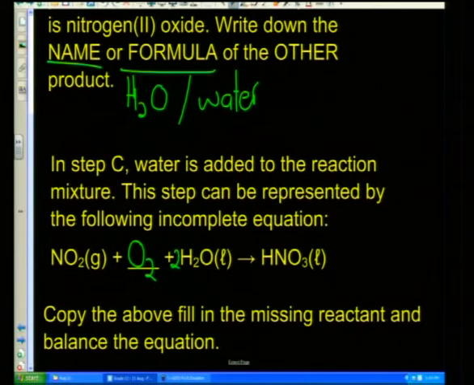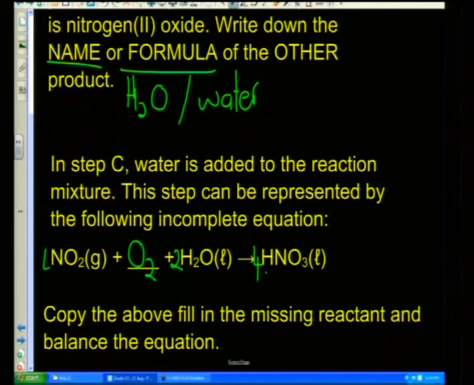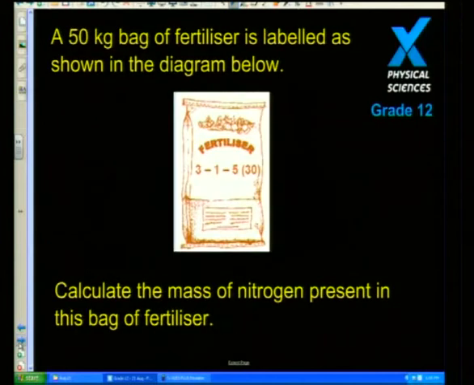Let's put a two in front of that and a two in front of there. And actually, it turns out that I then need to put... we can actually take some of this out. This is one of those things that we need to practice after a while. Please make sure you know how to balance equations. And we actually need to put a four there as well. Okay? Copy and fill in the missing reactant and balance the equation. So we've done that. Then, let's move on.